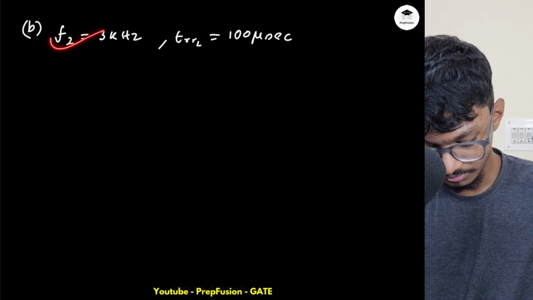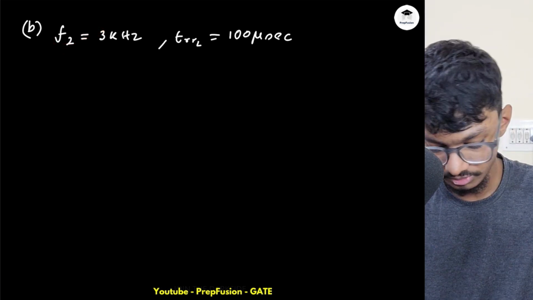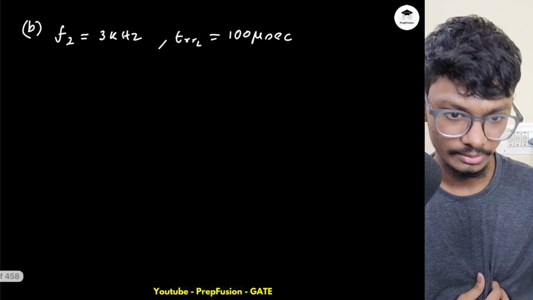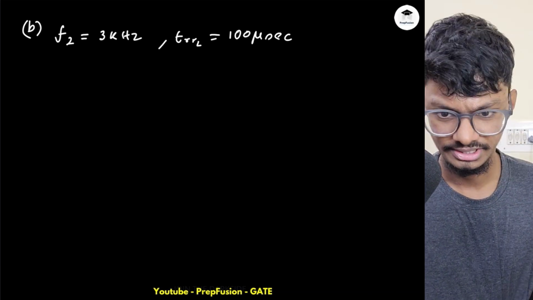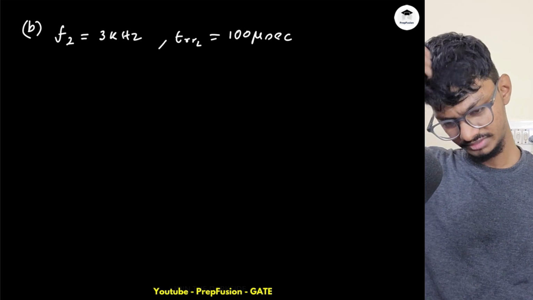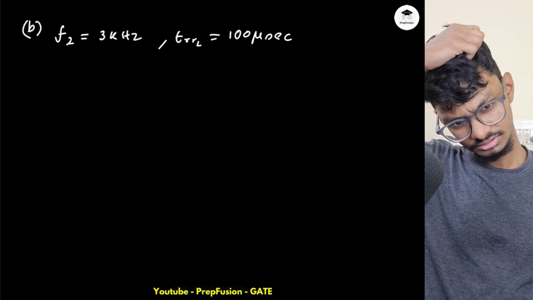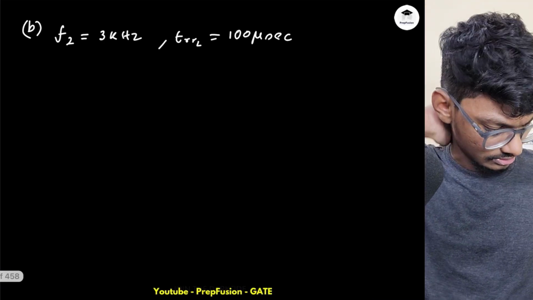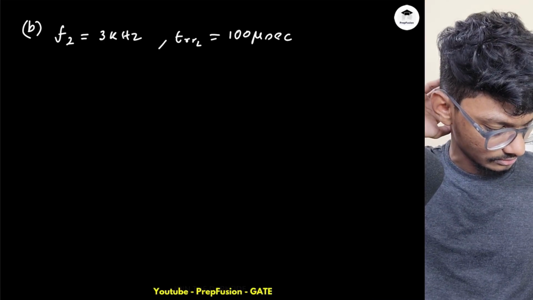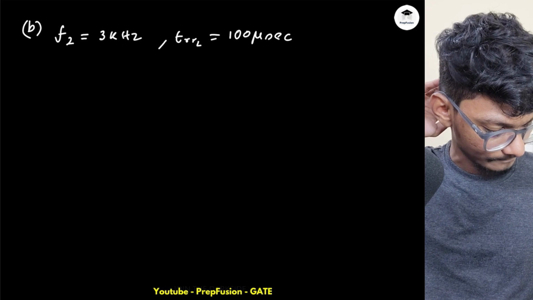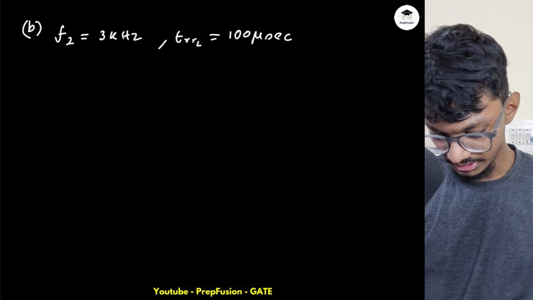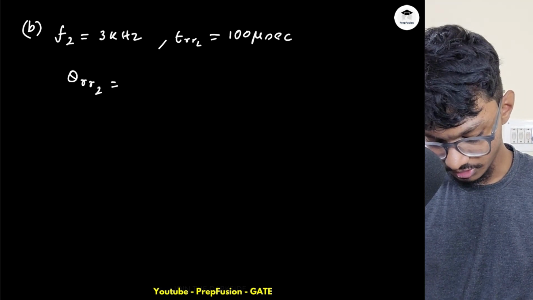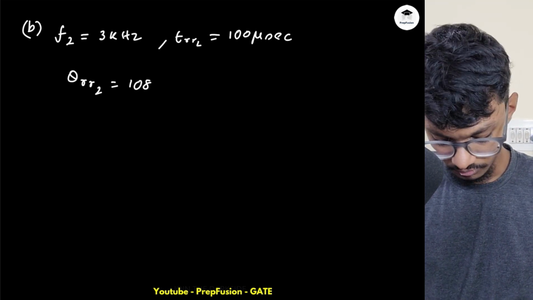So basically, how many times is that? Almost 60 times, I think. So if I do 1.8 into 60, my theta, like 50 into 60, is 3000. So you can compute theta r2, and it will be almost equal to 108 degrees.